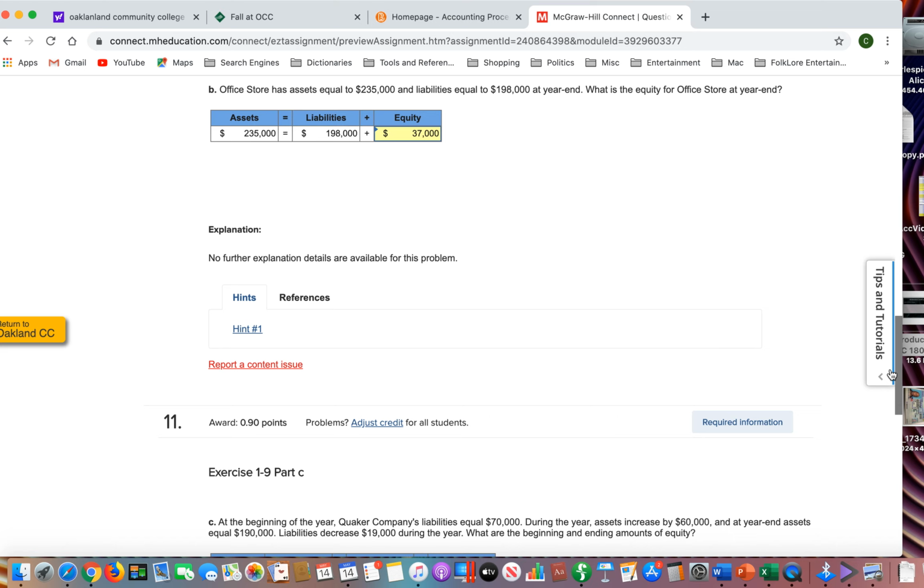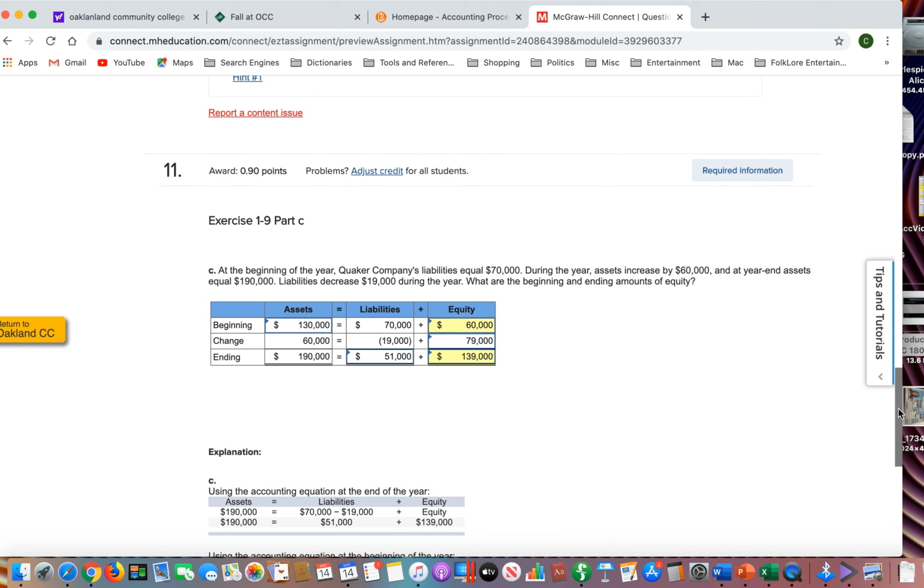Again, beginning of the year, they had $70,000 in liabilities. All right. At the end of the year, the assets were $190,000 and had increased by 60. So it started out with 130. So 130 assets, so you had about 60,000 equity then, right? And then during the year, as liabilities decreased, what was the beginning and ending? 60,000, like I said at the beginning, and you can figure out the ending.